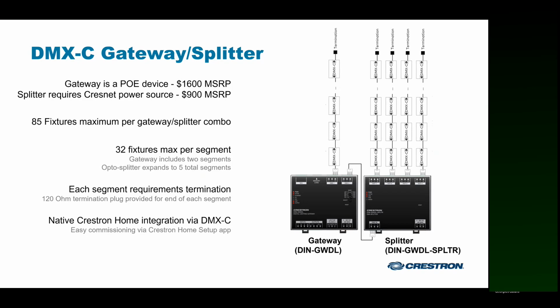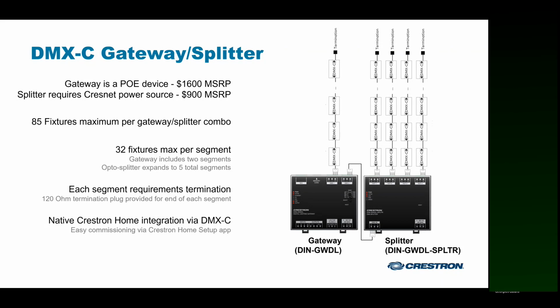Maximum distance from the DMX-C segment output on the gateway, or a splitter, to the last fixture is 1,000 feet. Maximum segment distance from the gateway to the splitter is also 1,000 feet. So theoretically, you could be 2,000 feet away with your furthest fixture from the gateway. A 120 ohm RJ45 termination plug must be used at the last fixture on a segment.